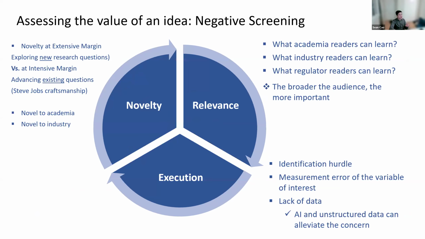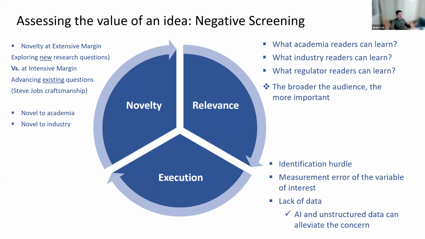But how can I kill ideas? I use these three dimensions to kill ideas. The idea has to be new, no one has done it. The idea has to be relevant to industry, to politicians, policymakers or someone. And the idea has to have high-quality execution. So normally I use these three categories to evaluate an idea.